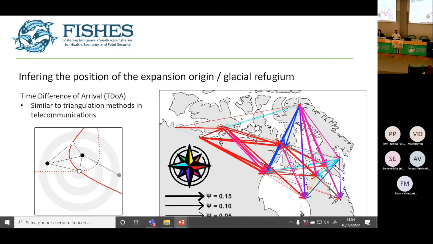And to go even further, we try to, from that information, infer the potential position of the expansion origin, aka the glacial refugium. It's a method called time difference of arrival, and it's similar to what we talk about with triangulation, like when we use a cellular service to triangulate the position of a phone. So we will try to use the directionality index to see where the most potential origin of that expansion is.